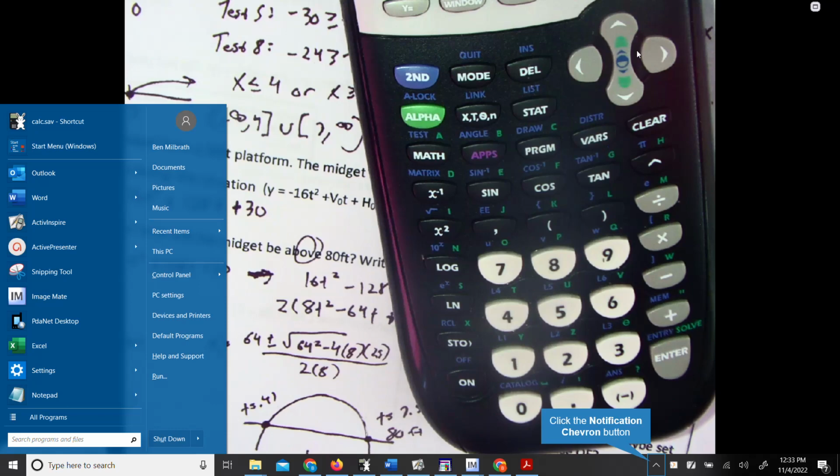There's that one. When will the midget die? The midget dies when he hits the ground, obviously. So 0 equals negative 16t squared plus 128t plus 30. Man, there's the bell. The same thing as before, pull some numbers. You can still pull a 2. I don't think you can pull anything else. I'm going to pull the negative.